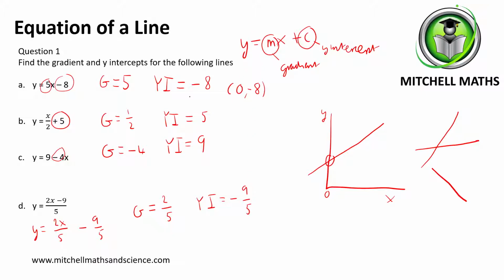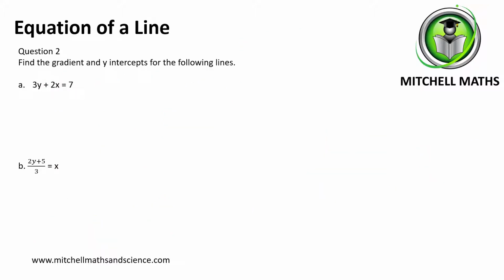So on this page, we're looking at y equals mx plus c. m is the gradient, which means how steep the graph is, and we've been looking for the y-intercept, which is where the line passes the y-axis. Now we're going to look at some more complicated ones. We're trying to find the same thing, the gradient and y-intercept, but they're not given in the form y equals mx plus c. But what we do know is that any straight line can be expressed in that form.